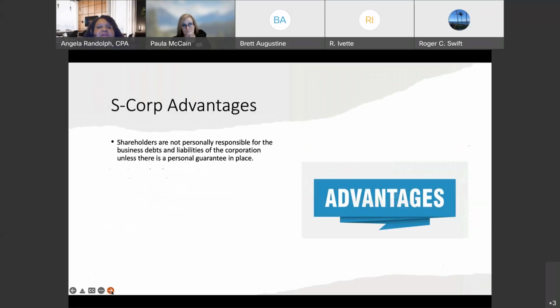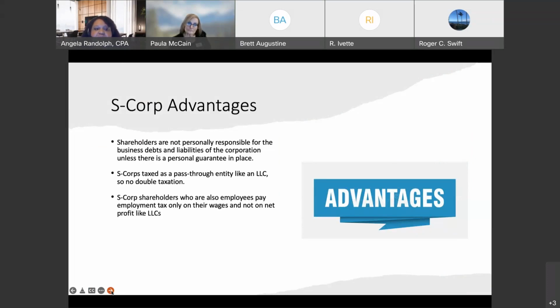So some of the advantages of an S corp: shareholders are not personally responsible for the business debts and liabilities of the company unless there's a personal guarantee in place. S corps are taxed as a pass-through entity, just like an LLC, so there's no double taxation there. And shareholders who are also employees pay employment tax only on their wages and not on net profit like LLCs.